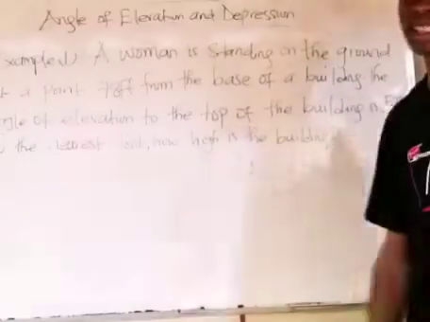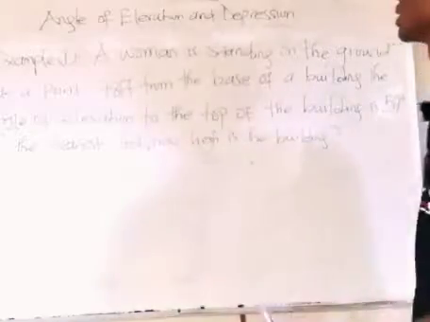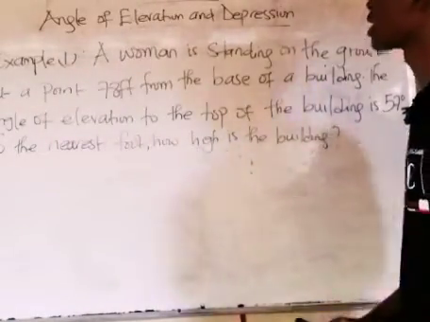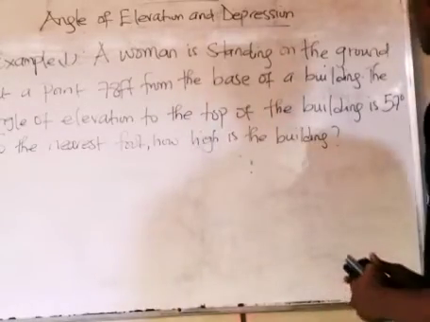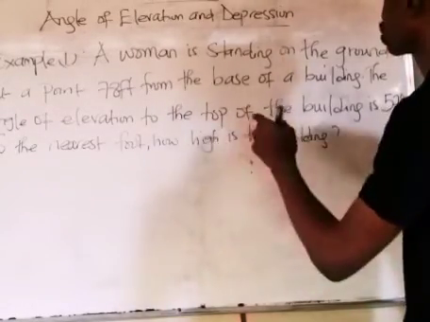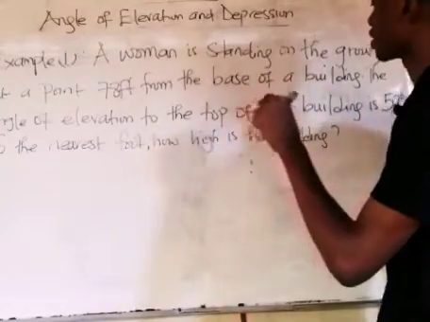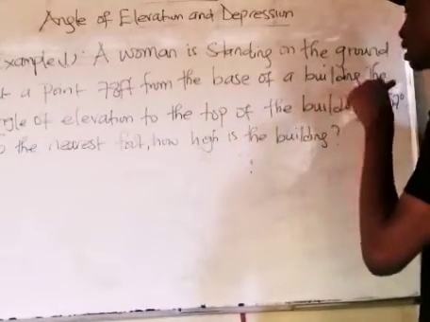We have the first example. It says a woman is standing on the ground at a point 78 feet from the base of a building. The angle of elevation to the top of the building is 57 degrees. To the nearest foot, how high is the building?